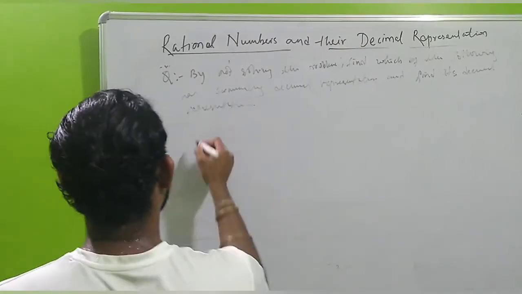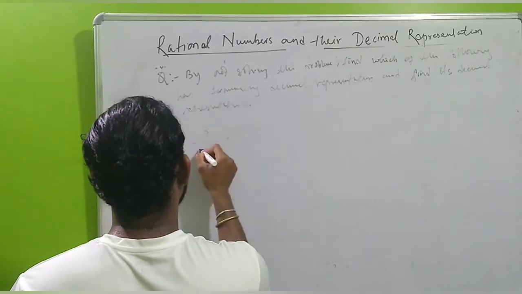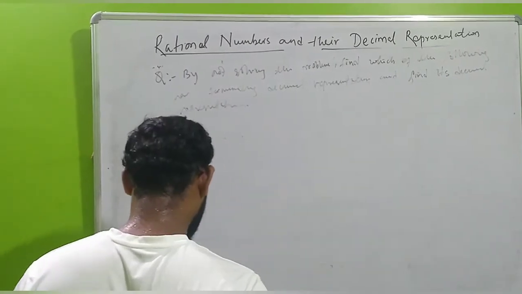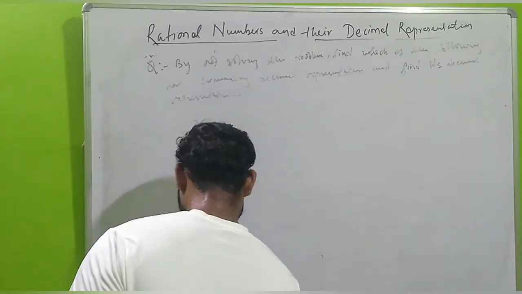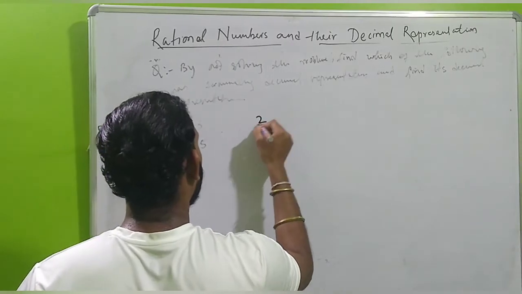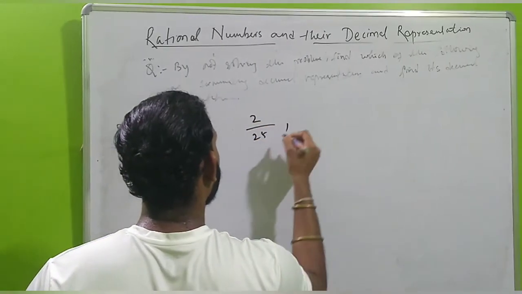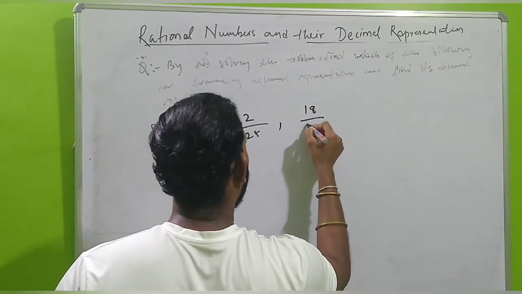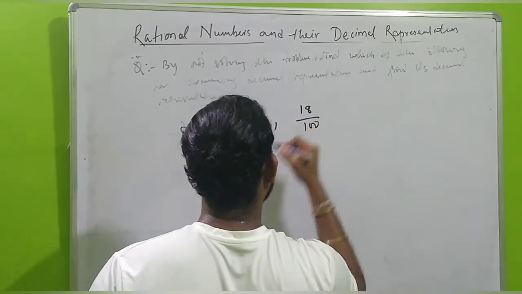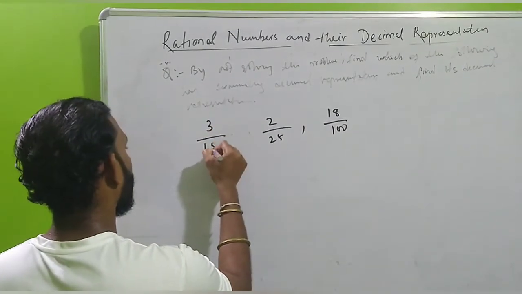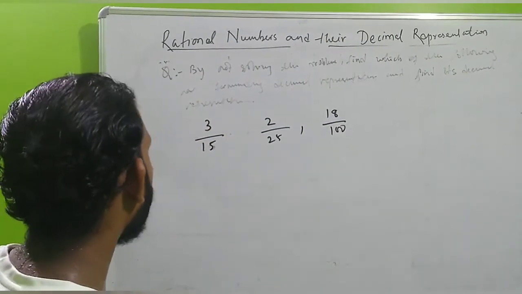Fine. So let me give one question. Suppose it is 3 by 15. Another one, let it be 2 by 25, then 18 by 100. Okay, let us consider these three questions: 3 by 15, 2 by 25, and 18 by 100.